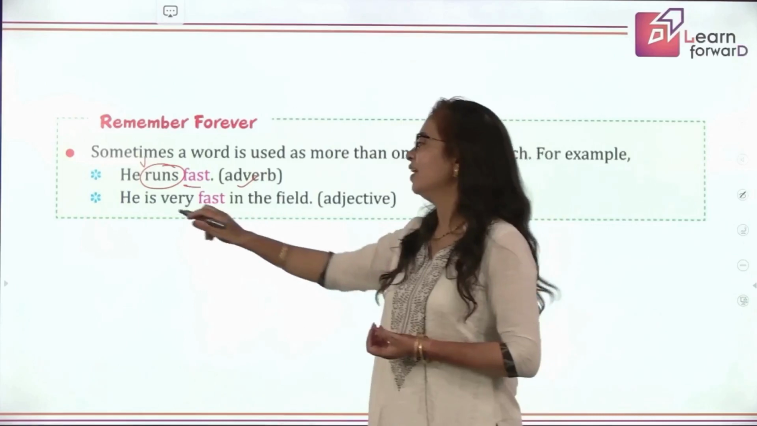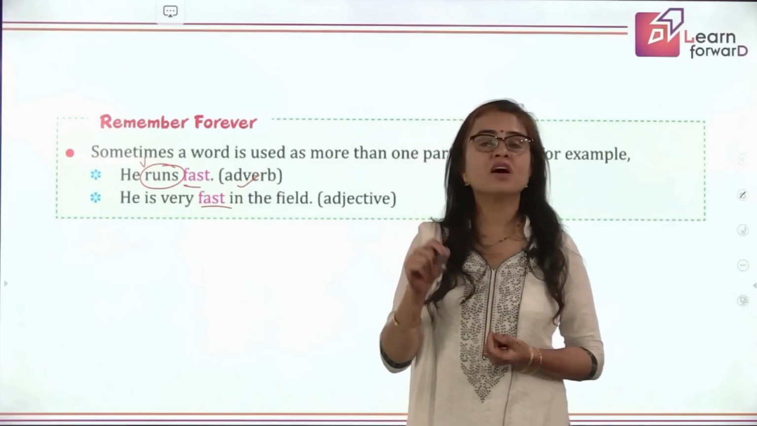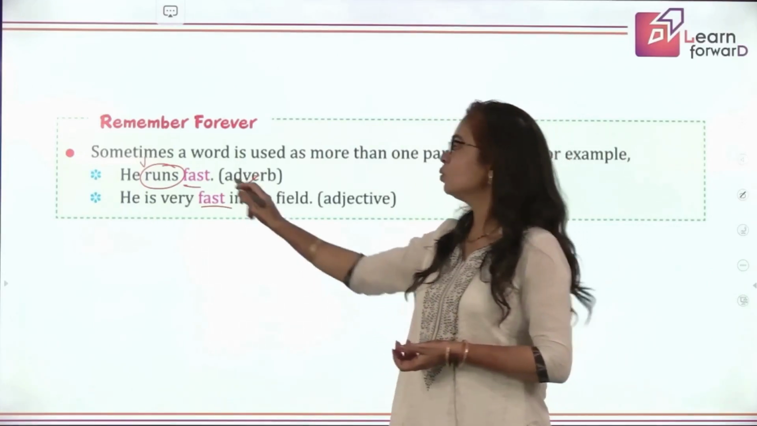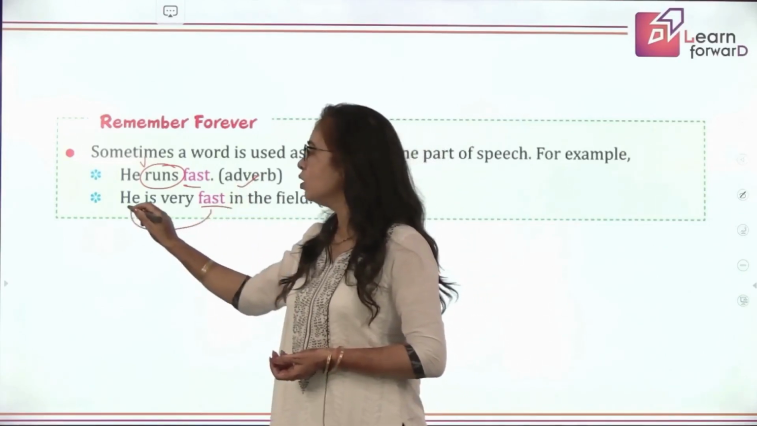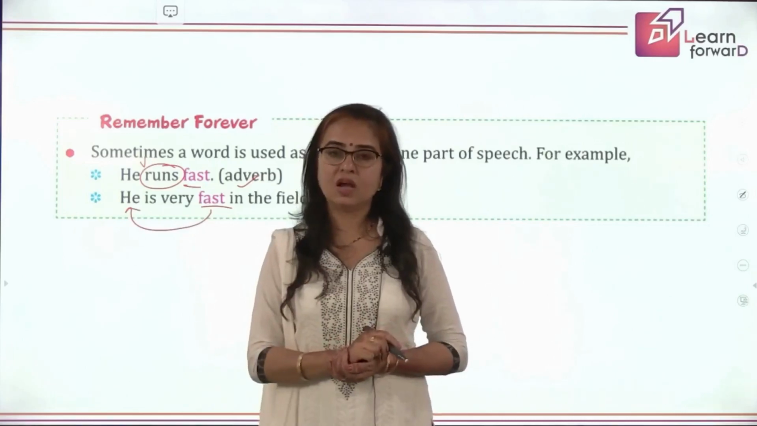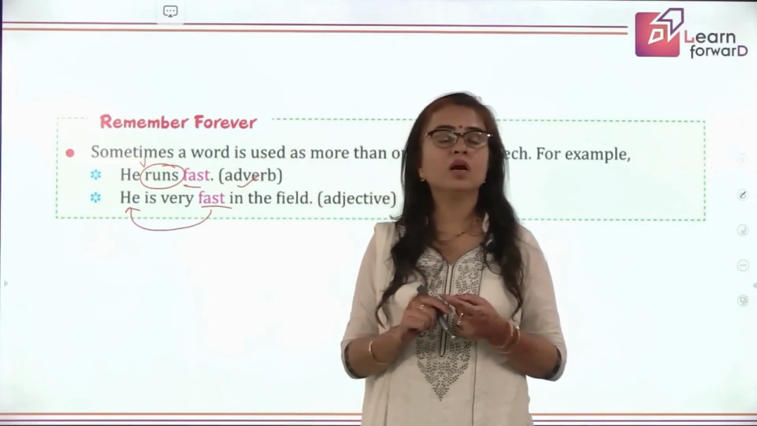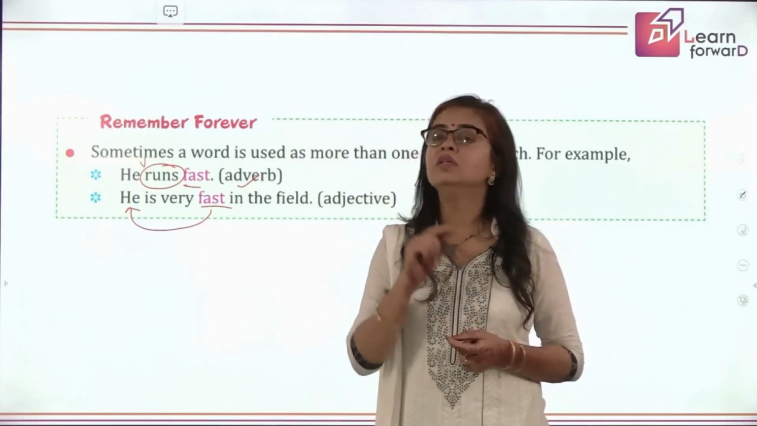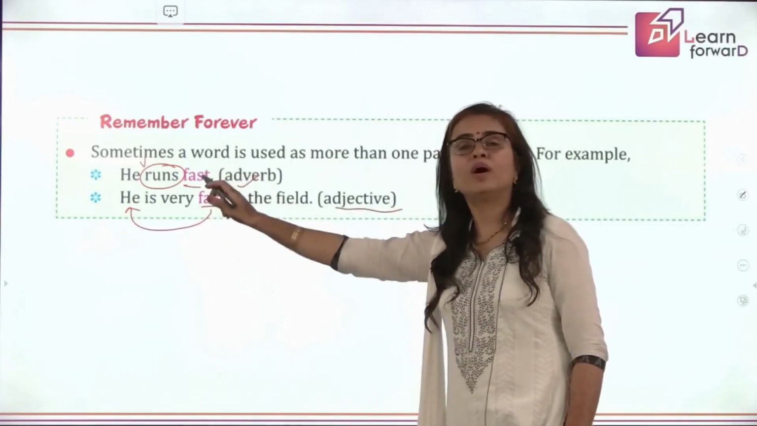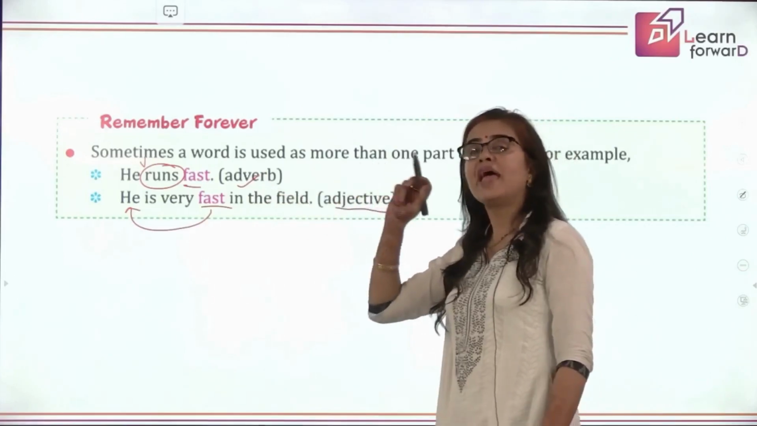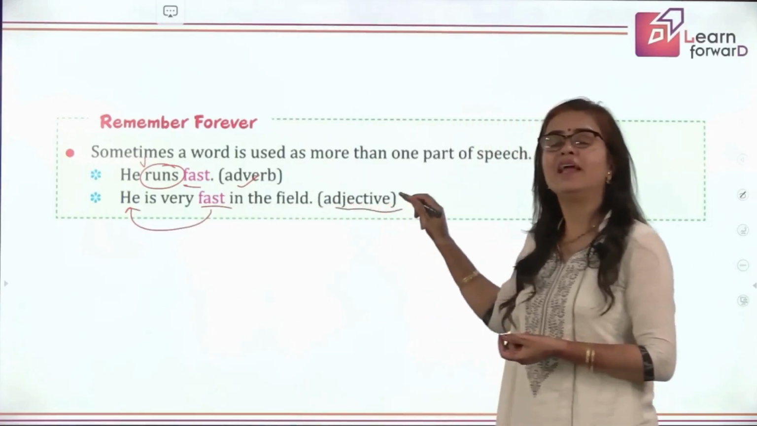Interesting? Okay. Now if I say he is very fast in the field, or he is a fast runner, what is this word used as now? Now here, fast is telling you about how he is, about the pronoun we are talking about. So when we get to know something about a noun or a pronoun, those words are called adjectives. So the same word you see in one sentence is used as an adverb, whereas in the other sentence, it is used as an adjective.